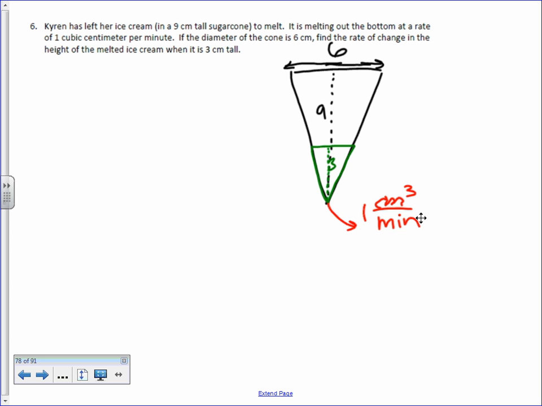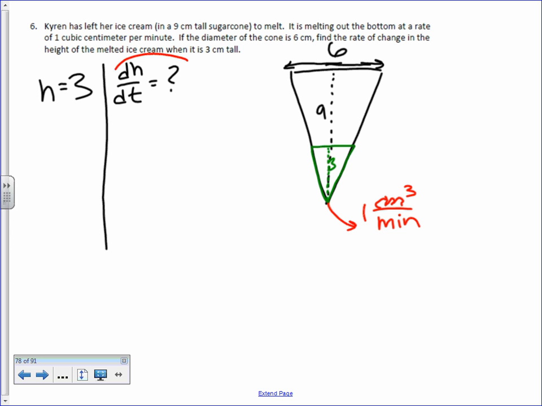Okay, so let's see. Let's start adding some variables over here. Now, the height of the ice cream, height is 3. Okay, we've got that. What about dH dt? And for h, remember, we're talking the height of the ice cream, not the height of the cone. So dH dt is the rate of change in the height of the ice cream. Well, that's exactly what we're trying to find. We don't know that. Okay. What else do we have? We have that this 1 cubic centimeters per minute. Well, that's dV dt equals, this is -1.